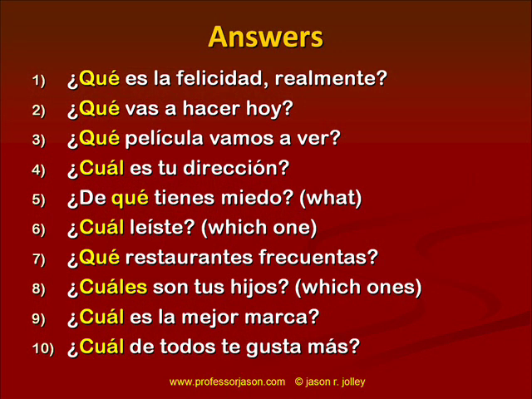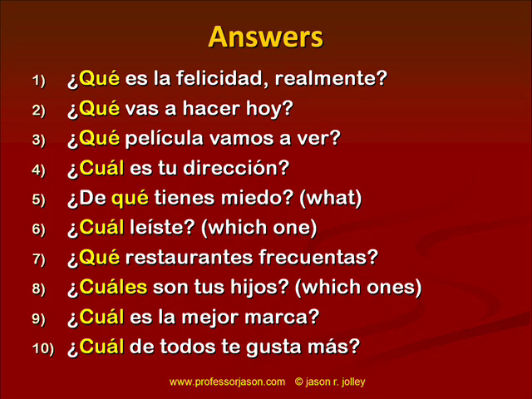So number 1 would be, ¿qué es la felicidad realmente? ¿Qué es? Because we're asking for a definition, an explanation, etc. Number 2, ¿qué vas a hacer hoy? Number 3, ¿qué película vamos a ver?